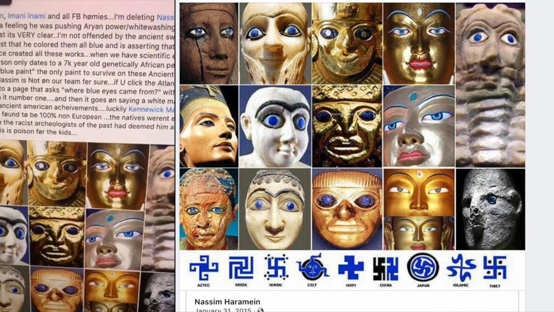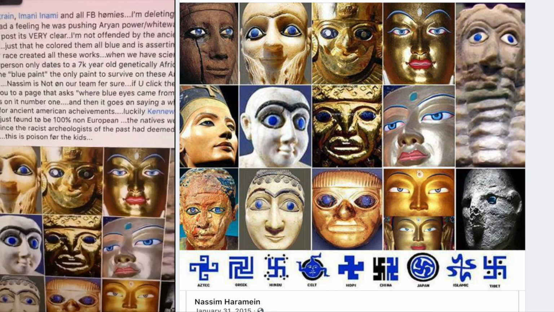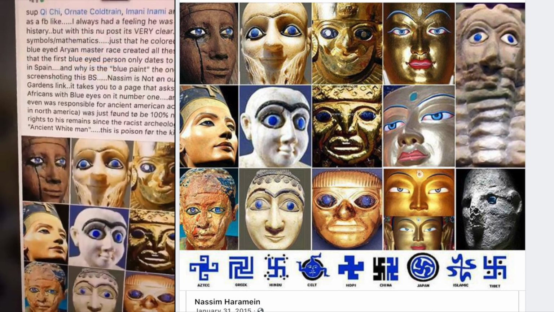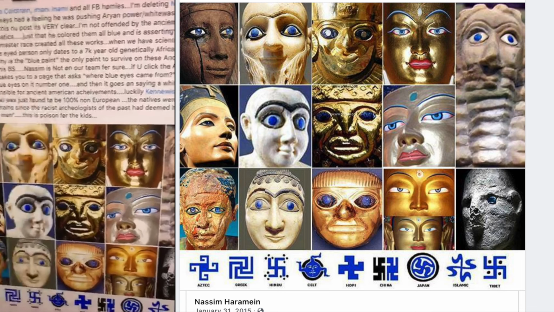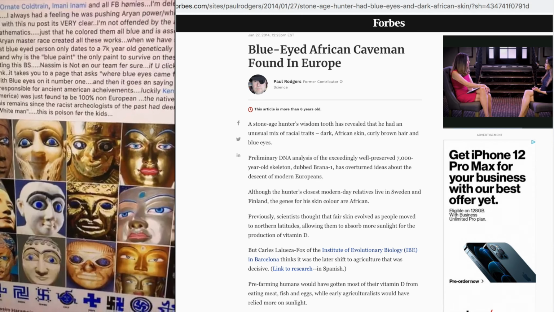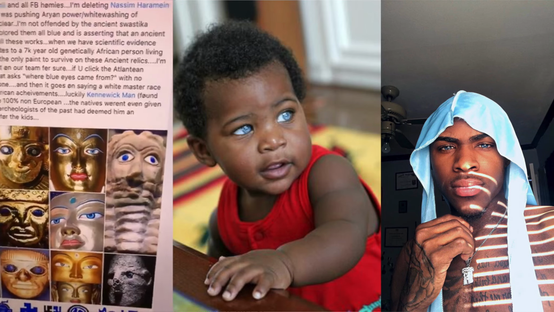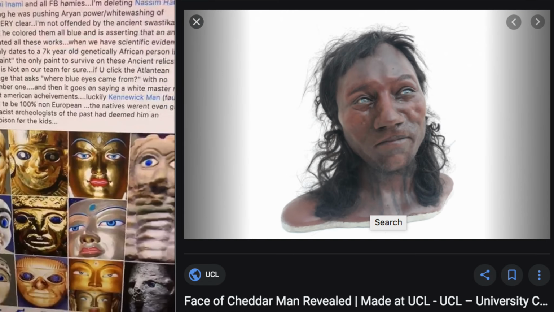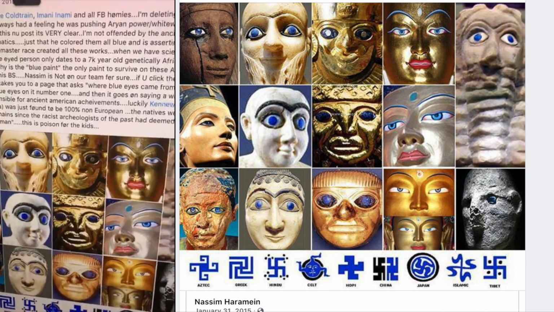clear, and I'm not offended by the ancient swastika, simple mathematics, just that he colored them all blue and their eyes blue, and is asserting that an ancient blue-eyed Aryan master race created all of these works, when we have scientific evidence that the first blue eyes only dates to about 7,000 years ago, really 6 to 10,000, genetically, to an African person living in Spain. That's why the blue paint, the only blue paint to survive on these ancient relics, I'm screenshotting this BS. Nassim is not on our team for sure.